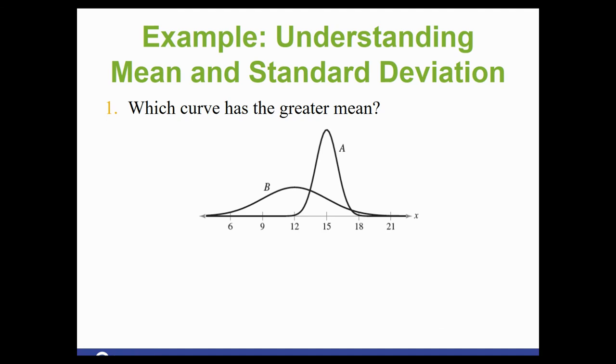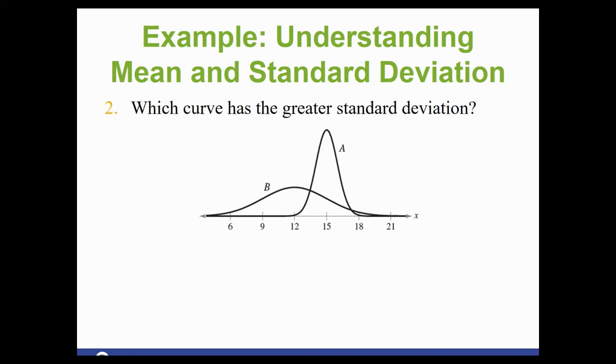So here's our first beginning problem. Looking at these two curves, A and B, which one has a greater mean? If we're talking about the mean, you're talking about the center of the hump. So find the center of both of those humps, and then you're comparing the numbers on the number line. Between 12 and 15, 15 is bigger, and it's coming from curve A. So curve A has a greater mean here.